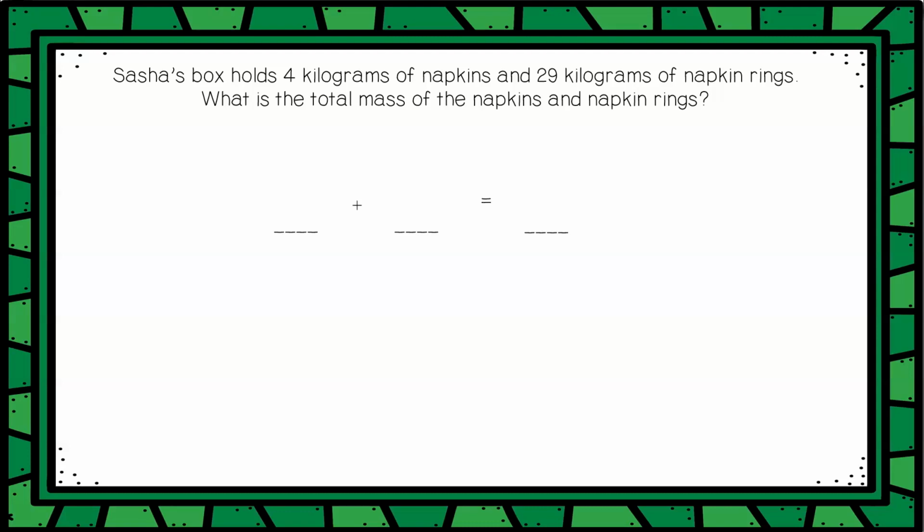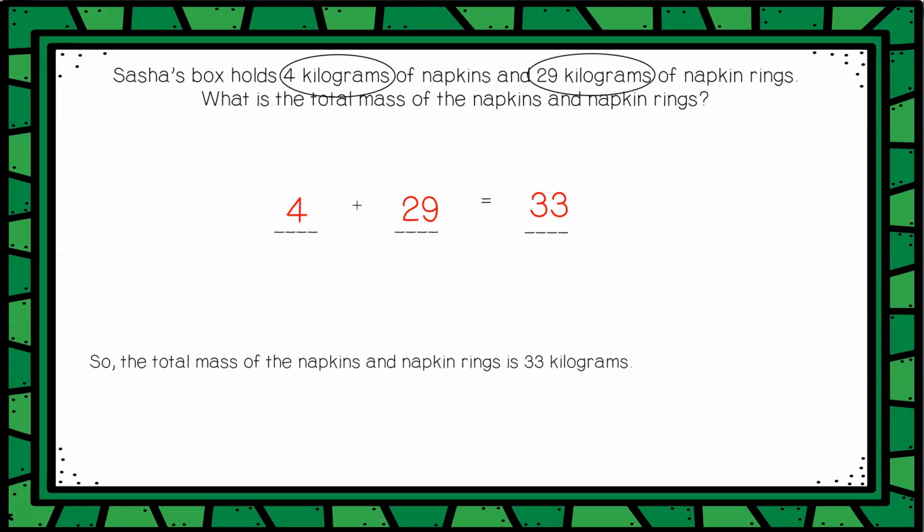Now we can circle the important numbers. The first one is 4, which stands for the kilograms of napkins that can be stored in the box. And the other important number is 29, which is the kilograms of napkin rings that can be kept in the box. We are ready to add those 2 numbers together. So 4 plus 29. When we add those together, we get 33, which means that the total mass of items that the box can hold is 33 kilograms.